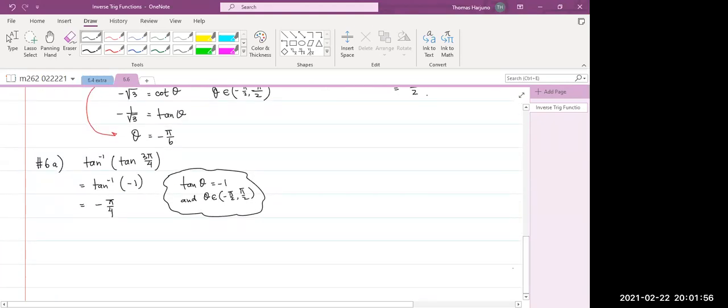On the other hand, there's a nice thing about tangent inverse and sine inverse, not for cosine inverse. Tangent inverse and sine inverse are odd functions. So tangent inverse of negative 1 is negative tangent inverse of 1. But tangent inverse of 1 is pi over 4. That's only for tangent and sine.